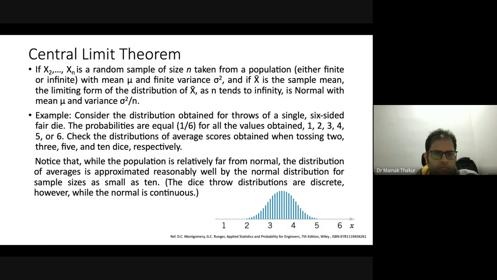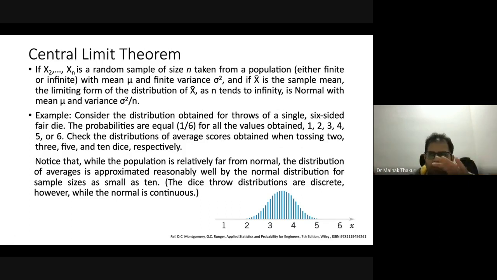Now, let's consider that you have such six-sided dice, lakhs, an infinite number of such six-sided dice. You want to take some samples out of them. Let's say 2 samples you have taken. Check the distribution of average scores obtained when tossing 2, 3, 5 and 10 dice. Okay, let's say only 2 dice you have taken.